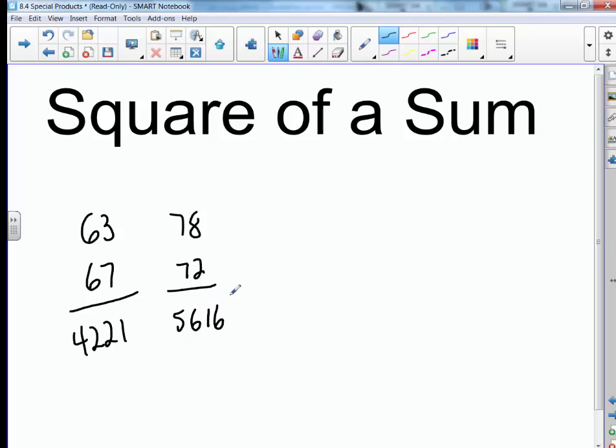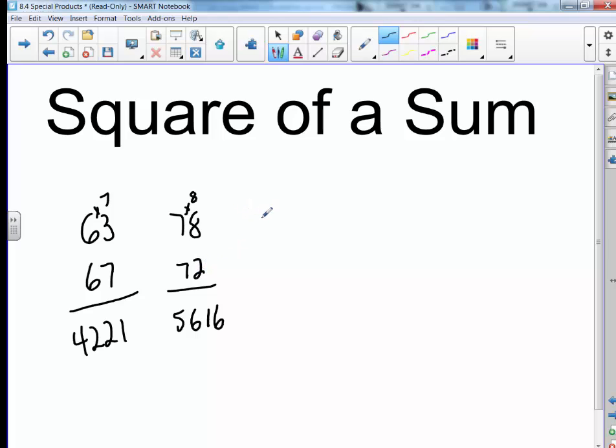5616. And somebody who did this enough times noticed that when the first digits are the same, the 6 is the same as the 6 and the 7 is the same as the 7, and the last two numbers add up to 10, there's a shortcut that you can take. All you got to do is go 6 times the next number up. 6 times 7 is 42, and 7 times 3 is 21. Same thing here. 7 times the next number up, which is 8. 7 times 8 is 56, and 8 times 2 is 16.